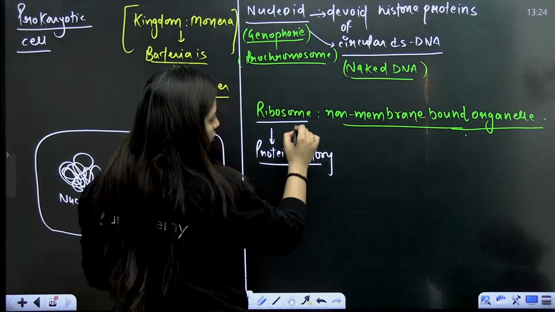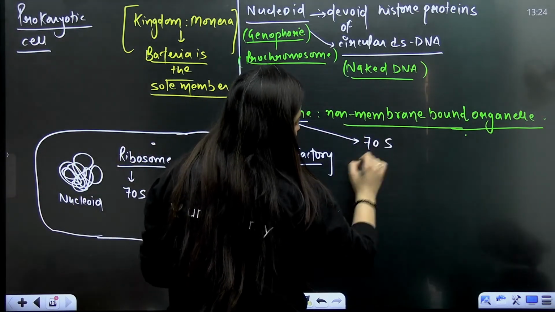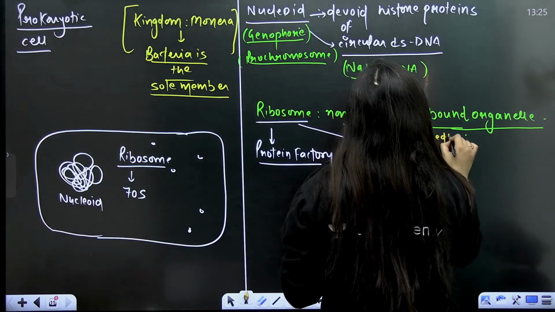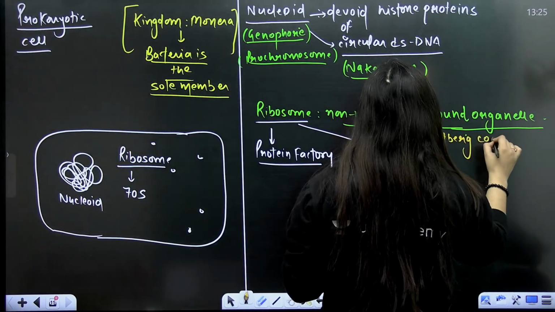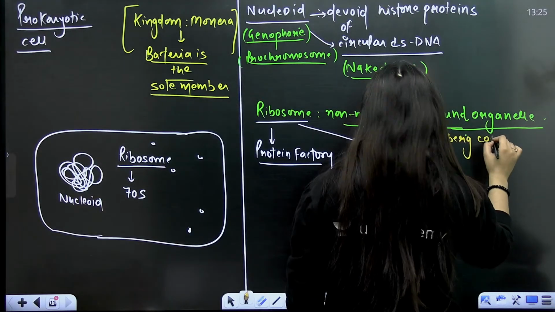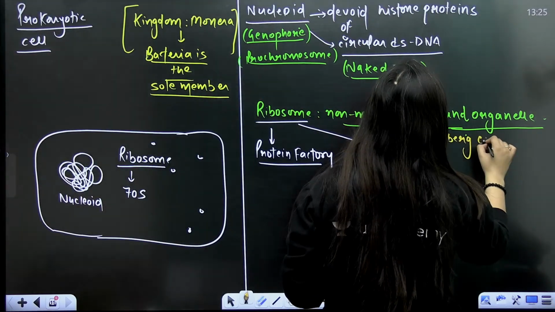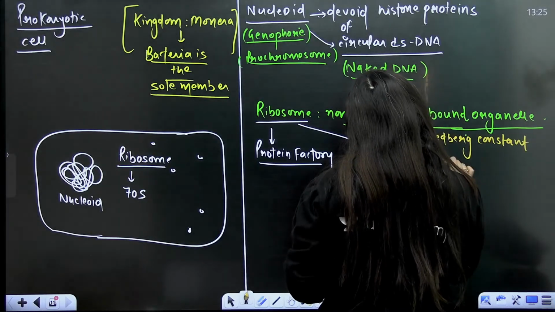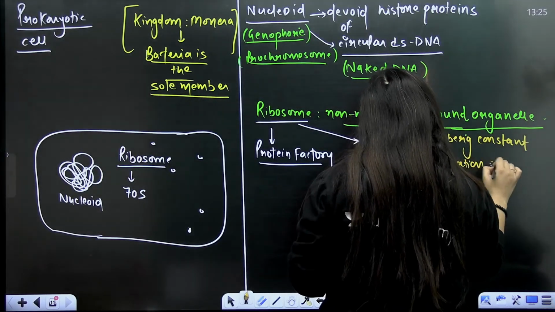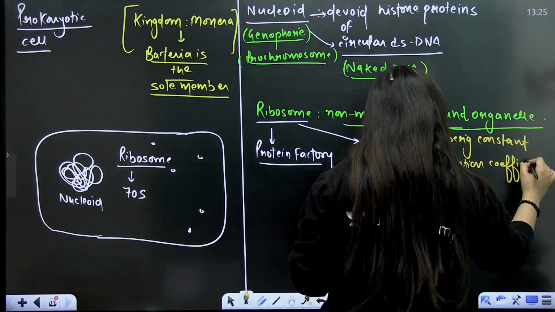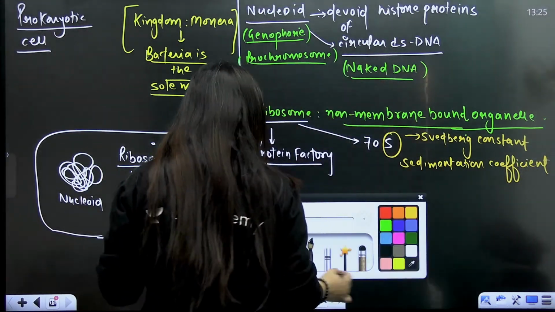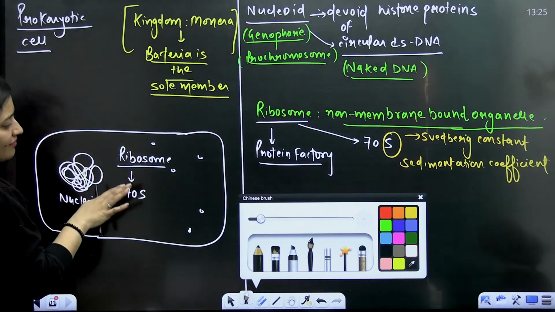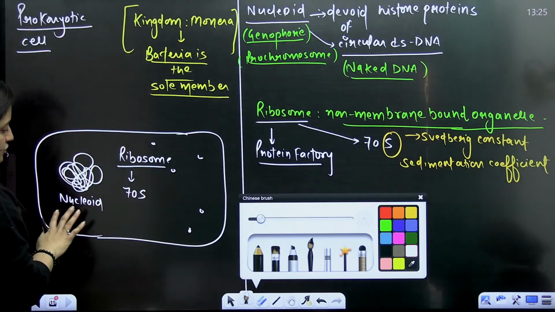What type of ribosome do we have in prokaryotes? 70S. So this S is the Svedberg constant, the Svedberg unit. It is the sedimentation coefficient. All those things you will discuss once we start the detailed discussion of everything. Other than the ribosome, do you have any other organelle in the prokaryotes? No.